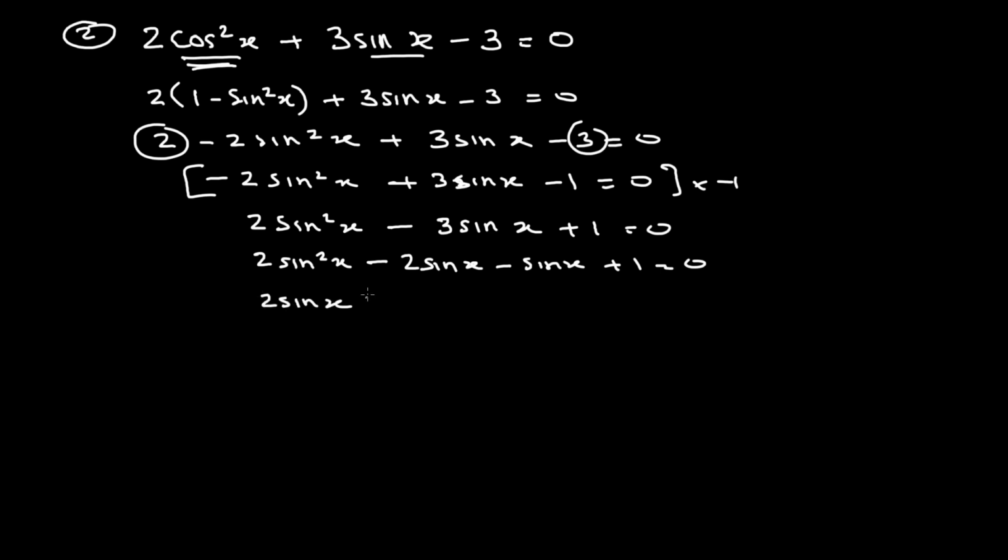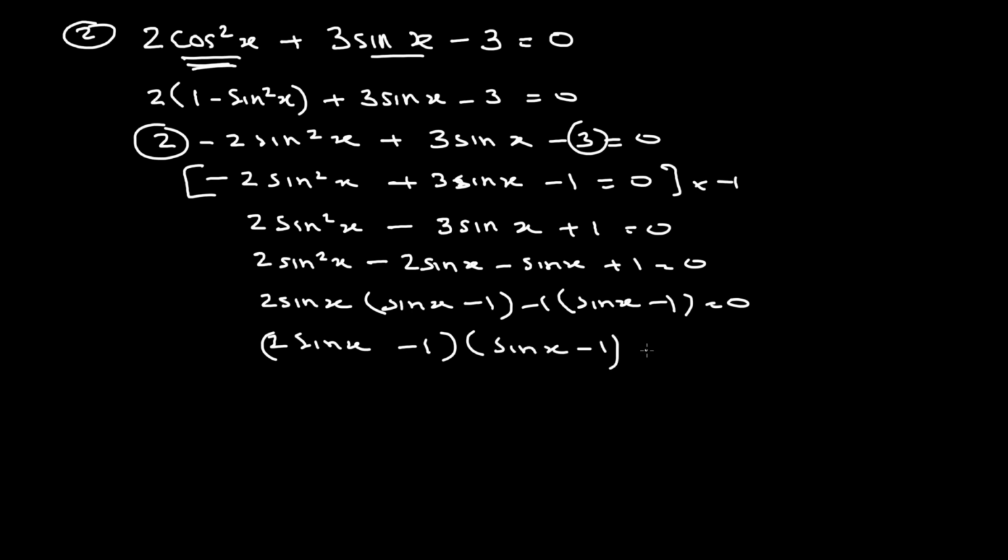So we can have sine x here, then we have sine x remaining here, minus 1. Then here, minus 1 again. Then here we'll have sine x minus 1 equals to 0. So we'll have two factors here, 2 sine x minus 1, and then sine x minus 1, is equal to 0. So we can say that our equation is resolving into these two factors. So sine x has two values: sine x is equal to 1 over 2, which is from here, and then sine x is equal to 1.